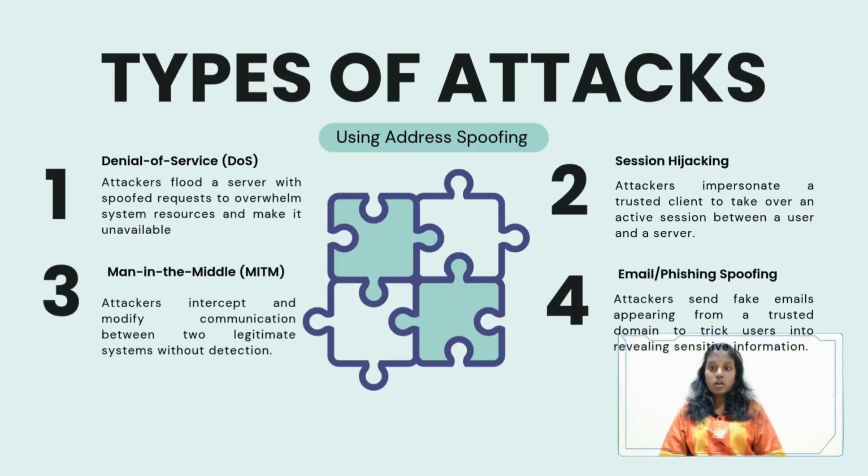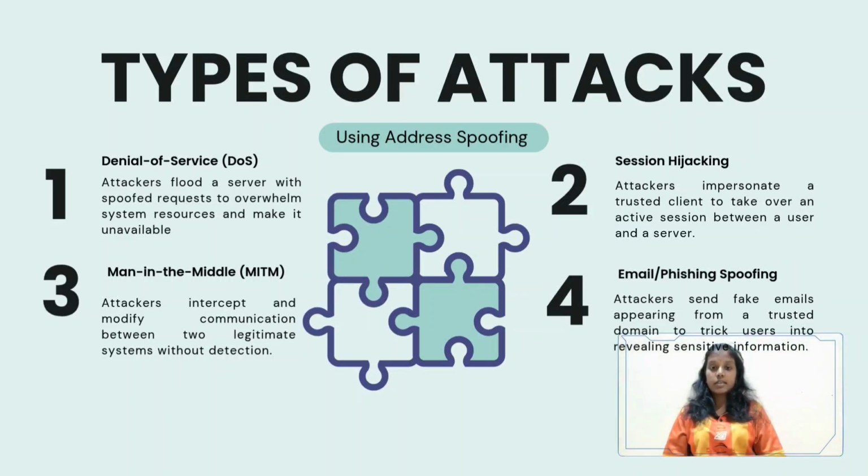Today, I am going to talk about some common types of attacks that use address spoofing. Basically, it's when hackers pretend to be someone else online to trick systems or people. First, there's the denial of service attack. That's when attackers flood a server with fake traffic so it gets overloaded and crashes. So it's kind of like spamming someone's phone until it stops working.